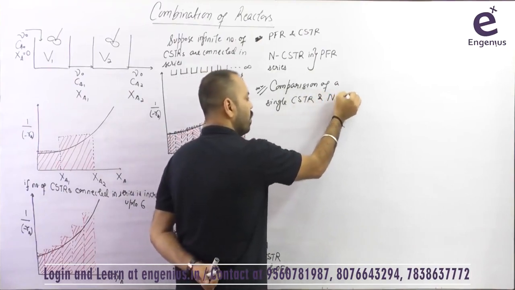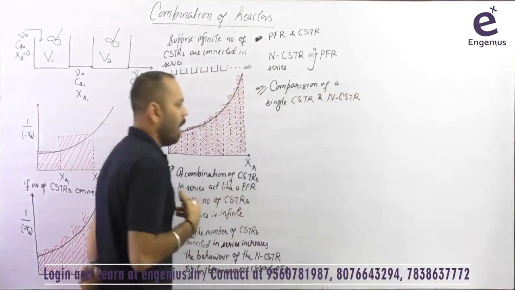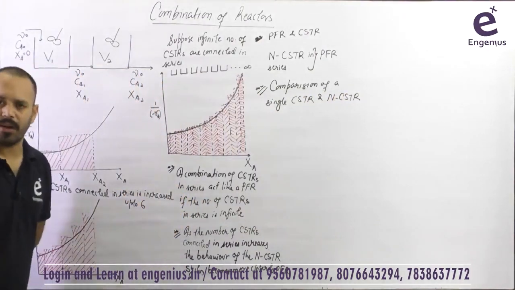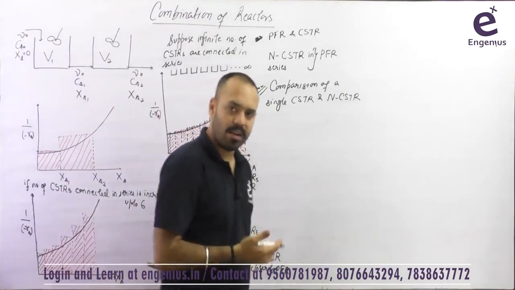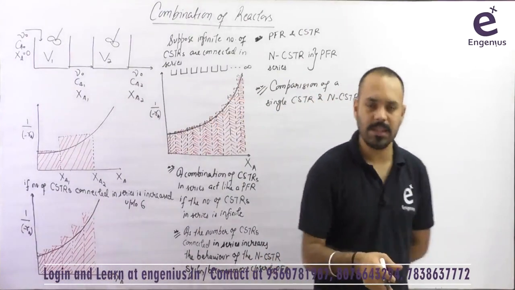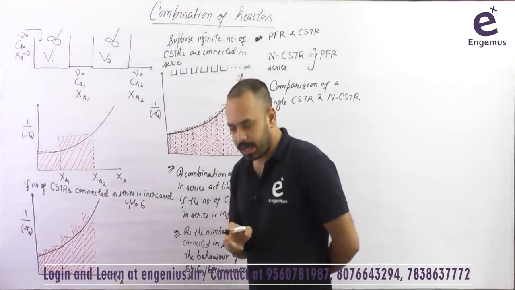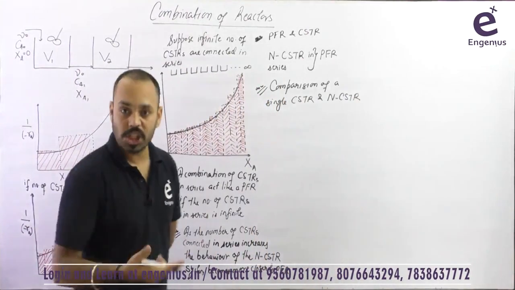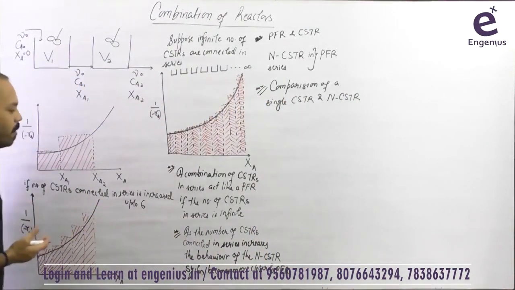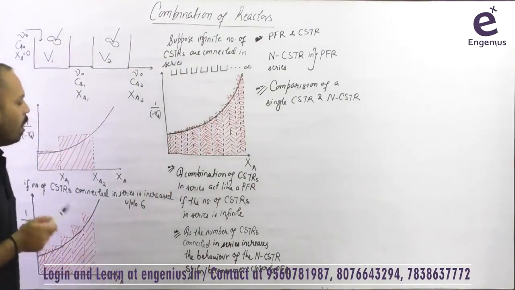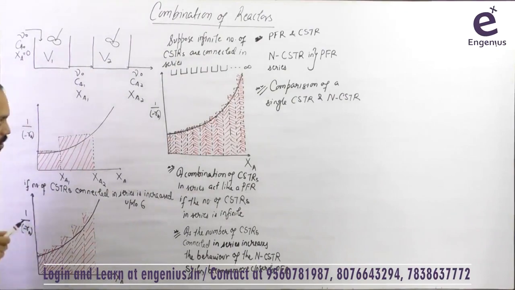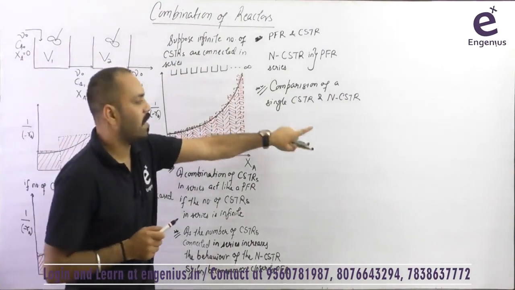Ye koi naya comparison nahi hai. Aap bas aisa samajh lo. Now I'm treating the N CSTRs as a PFR. So all the points remain the same. All the points of comparison remain the same as we have discussed in selection of reactor. Right now, I'm giving you a condition when the N CSTR system is behaving like a PFR. So a combination of CSTRs in series acts like a PFR if the number of CSTRs in series is infinite. So comparison of single CSTR and N CSTRs.